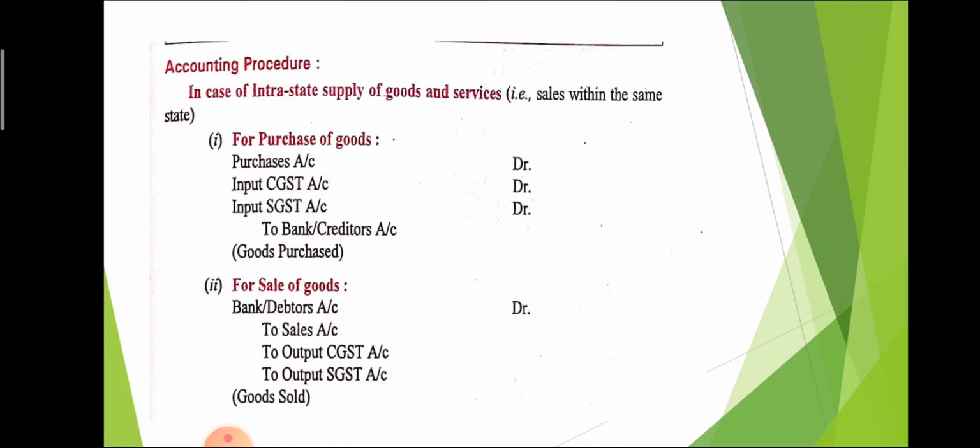At the time of sale, output GST is calculated, and the sales is credited, so output GST is also credited. So the journal entry becomes bank or debtors account debit to sales account, to output CGST account, to output SGST account. So at the time of purchase, we calculate input GST, which is also debited because purchase is debited. At the time of sales, we credit the sales account, therefore output CGST and output SGST are also credited because sales is credited.